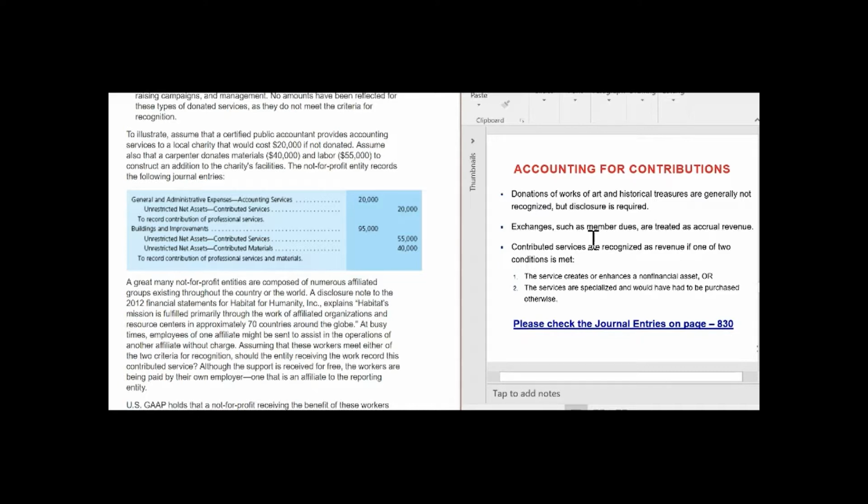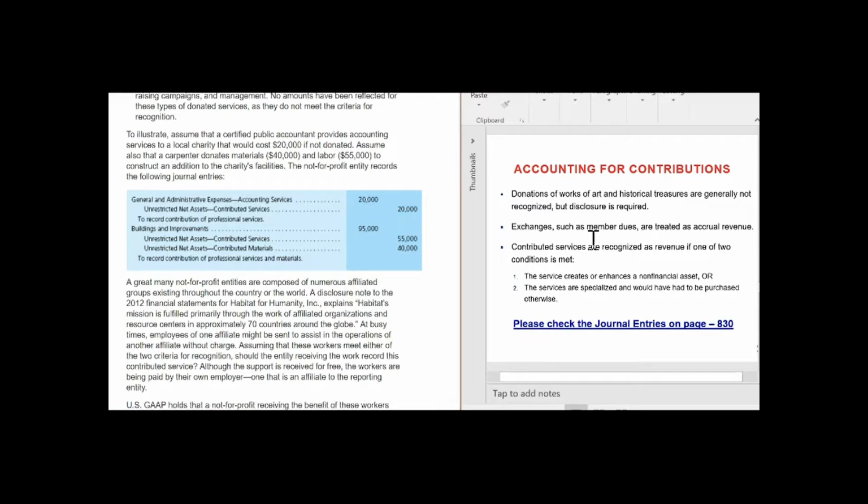Now, any type of exchanges, such as member fees and dues, you have to record as revenues. Now, sometimes you will see contributed services, where hundreds of volunteers work for not-for-profit entities, and those also have some value. So not-for-profit entities must recognize those, but there are certain criteria.